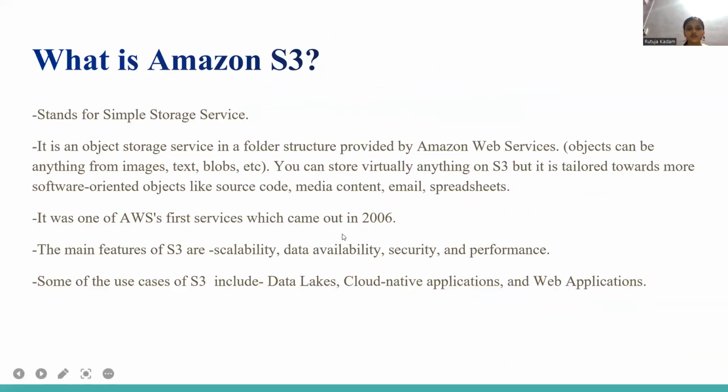So basically, what is Amazon S3? S3 stands for Simple Storage Service. It is an object storage service in a folder structure provided by Amazon Web Services. You can store virtually anything on S3, but it is tailored to software-oriented objects like source code, media content, emails, spreadsheets, etc. It was one of the first AWS services, which came out in 2006. The main features of S3 are scalability, data availability, performance, and security. Some of the use cases of S3 include data lakes, cloud native applications, and web applications.